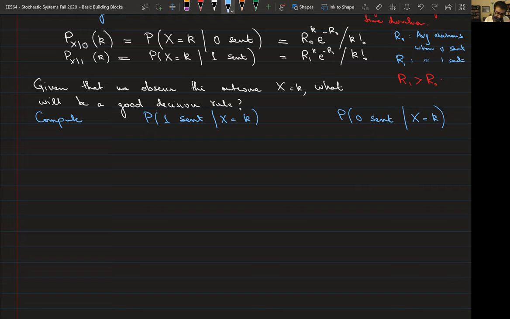So if this is greater, if the probability of one being sent is greater than the probability of zero being sent, it makes sense for me to decide that one was more likely, so my decision is going to be one. Okay? So here I'm going to decide one sent. But what about the case when this is the other way around? So zero sent was actually greater than one sent. In that case, my decision should have been to decide a zero.